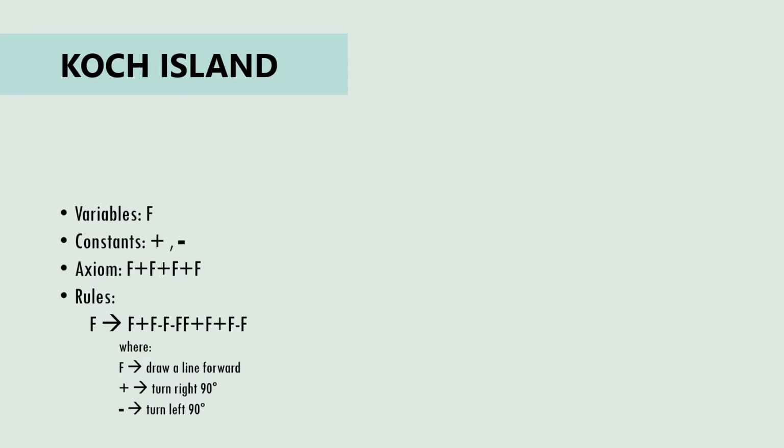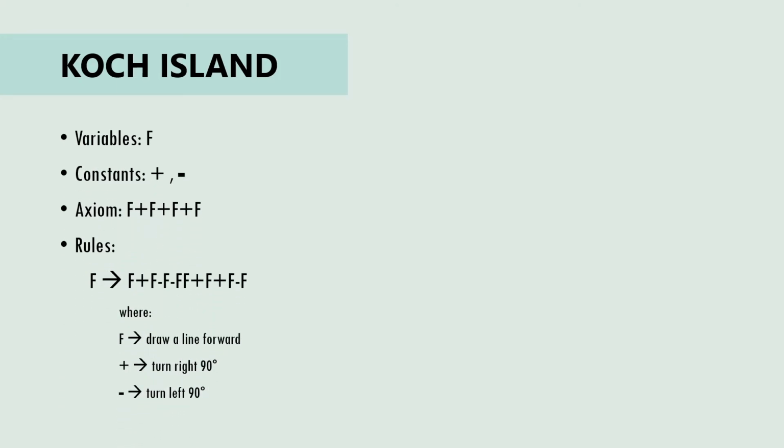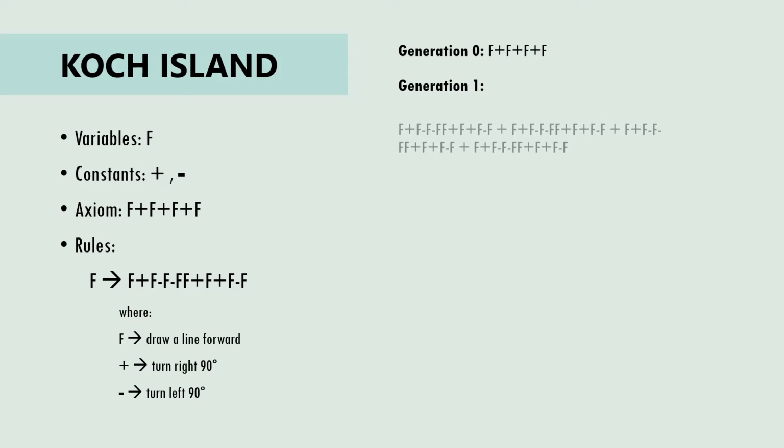Here, we have the L system components of the fractal called the Koch island. As you can see, we have the variable F, the constant plus, which means turn right 90 degrees, and minus for turn left 90 degrees. Our generation 0 is our axiom, which is F plus F plus F plus F. For our first generation, we replace each F in generation 0 with the replacement rule written on the left. We will have this resulting string.